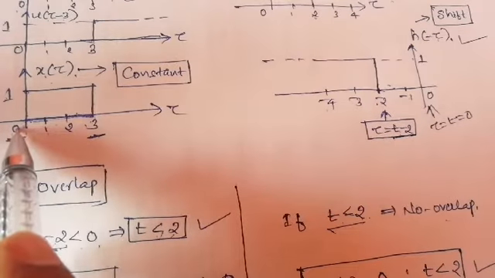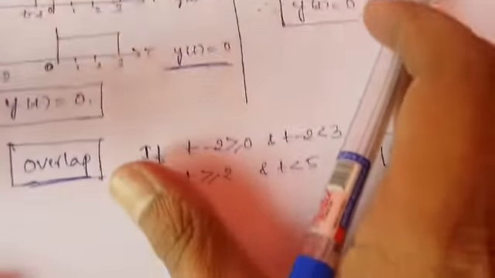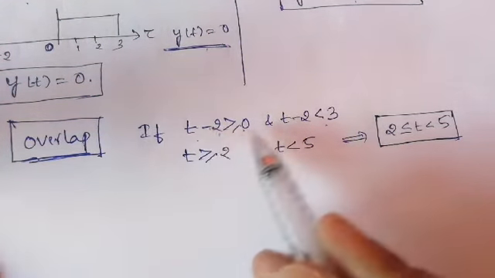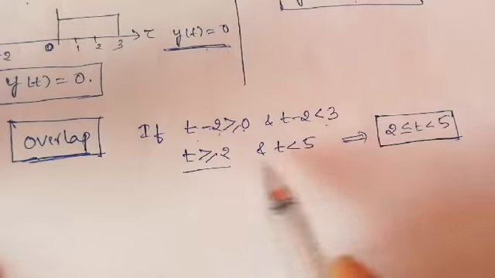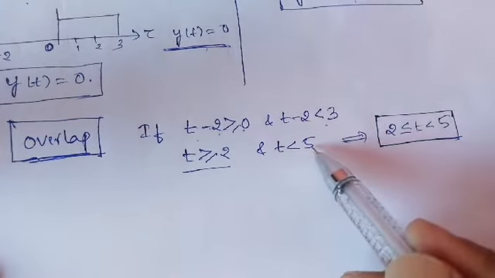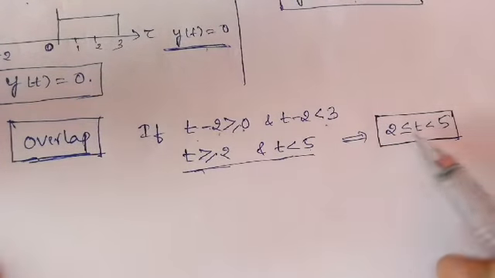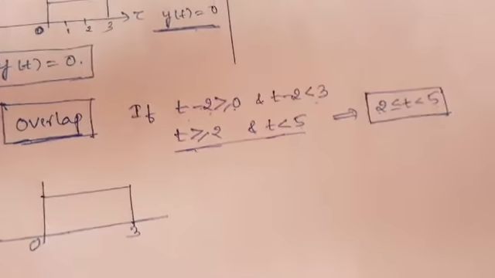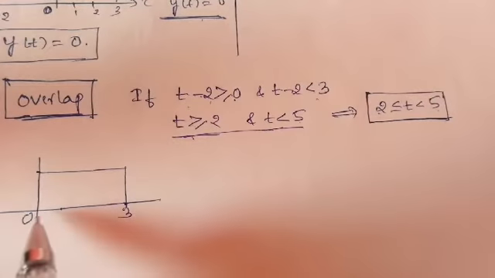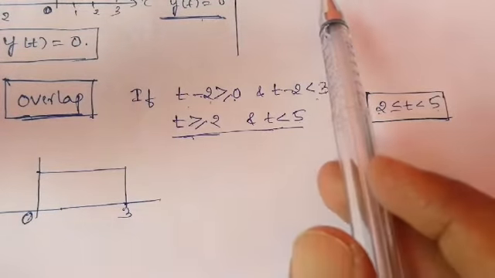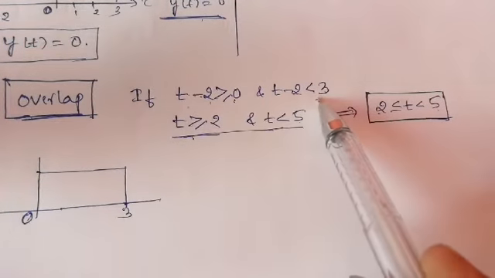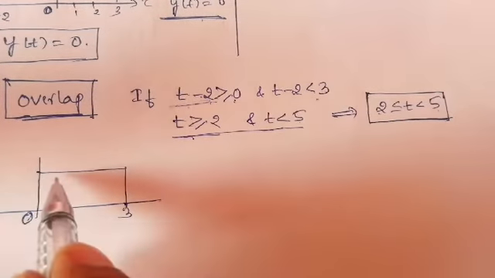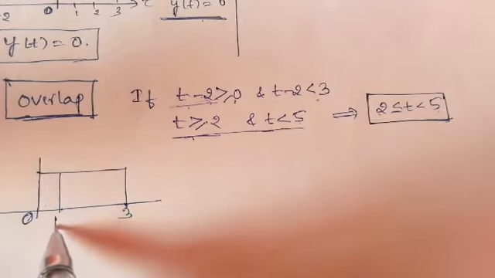If t minus 2 is greater than or equal to 0 and less than 3, taking 2 to the other side, t is greater than or equal to 2; and taking it the other way, 3 plus 2 becomes 5, so t is less than 5. In concise, the value of t lies between 2 and 5. For this case, let us see. This is the first signal as it is. The condition is that the t minus 2 point has to lie between 0 and 3. Anywhere you can take. First, for the first illustration, I will take t minus 2 here.